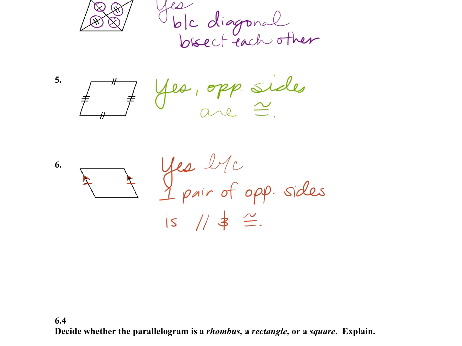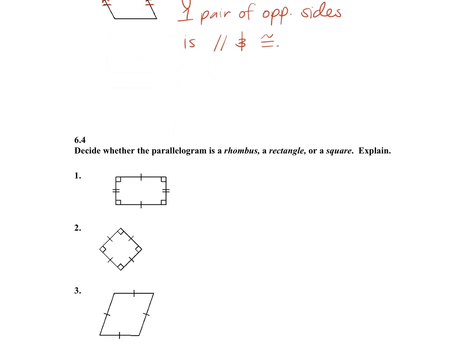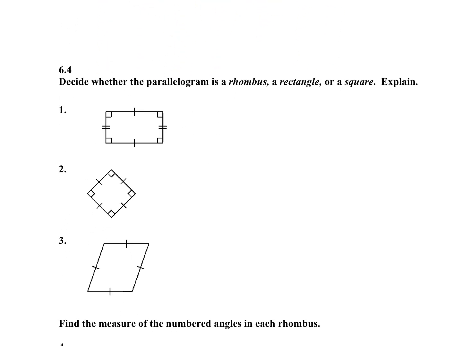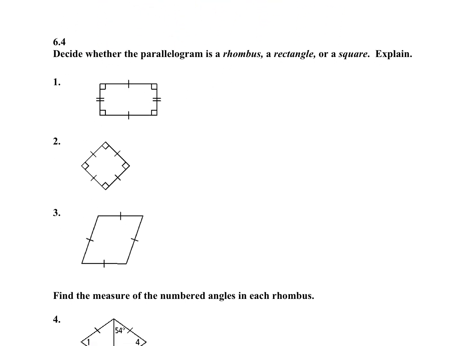Okay, now we're going to determine on 6-4 stuff the most specific name that we can give this. So I'm telling you this is a parallelogram, so you don't need all the markings for a parallelogram. I want to know, is it a rhombus, a rectangle, or a square based on what you see? That's right. Okay, number 1 is a rectangle.